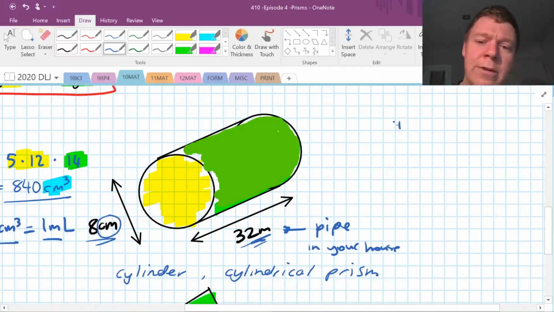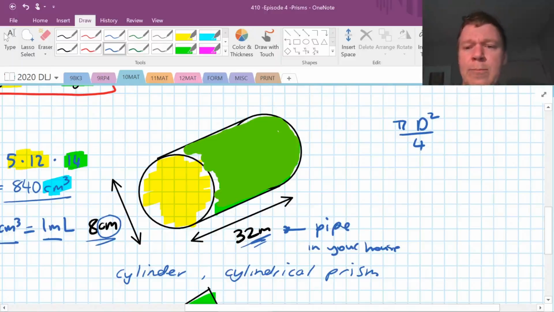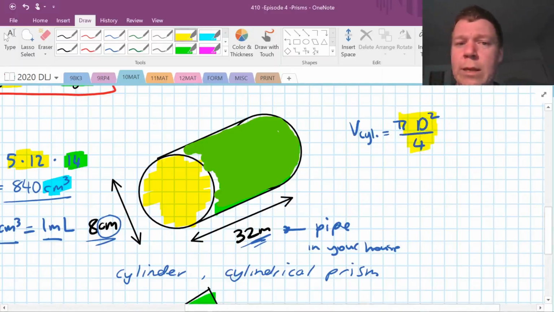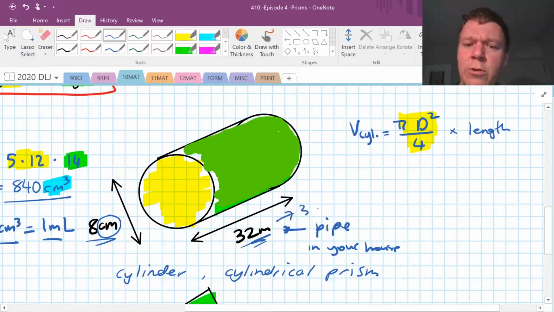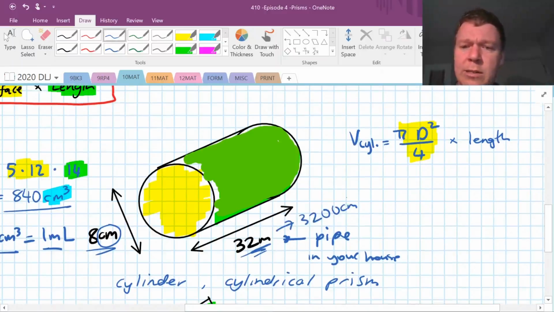So we've got our new diameter formula, so let's use it. When we're working out the volume of a cylinder, it's the same as a prism. We want to work out the area of the front face, which is going to be that formula now. The only thing that's extra is we're multiplying it by the length. The length is, in this case, 32 meters, which we're going to change to 3,200 centimeters.